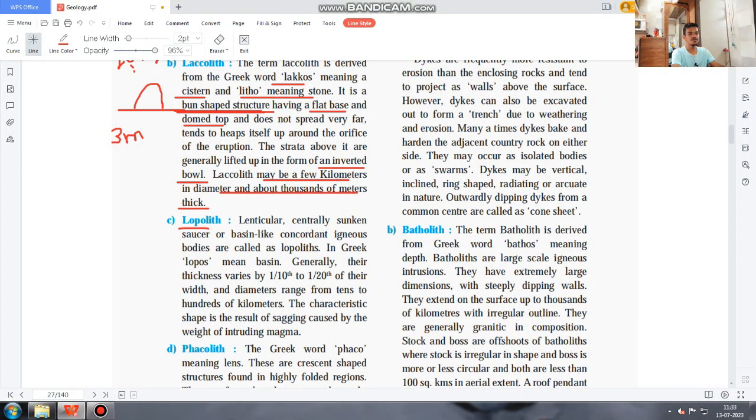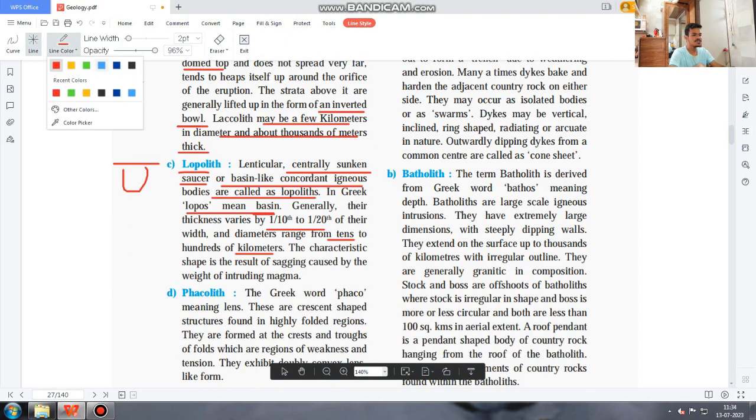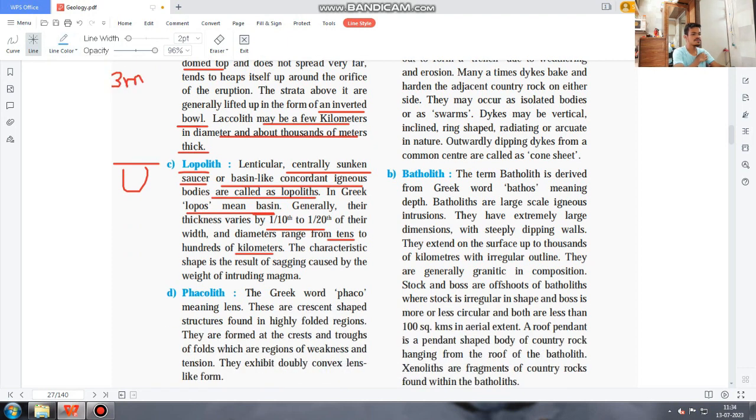Okay, so next we move on to lopolith, the third type. So what are these? These are the opposite of laccolith. They are sunken saucers, centrally sunken saucer or basin-like concordant bodies called lopoliths. Lopos means basin. They are just the reverse of laccolith. Their thickness is 1/10 to 1/20 of its width, and diameter ranges from 10 to hundreds of kilometers. The characteristic shape results from a sagging caused by the weight of the intruding magma.